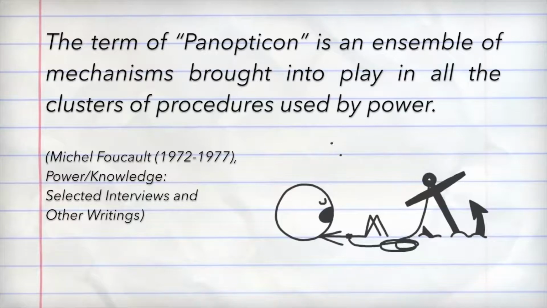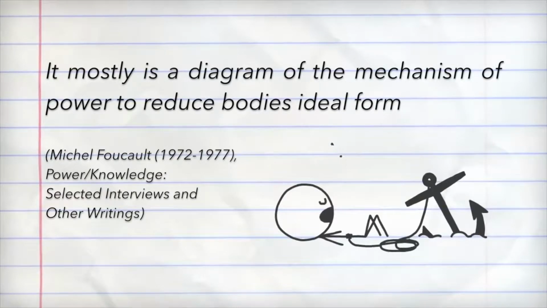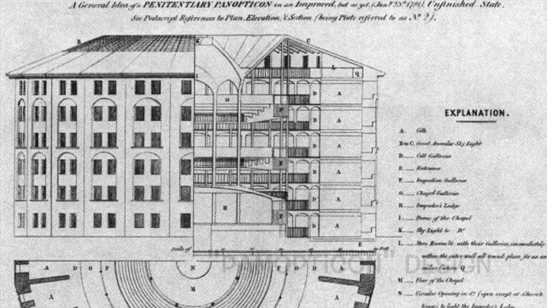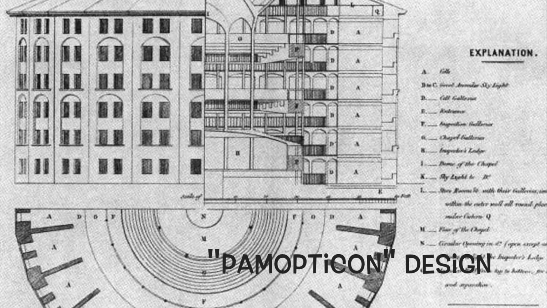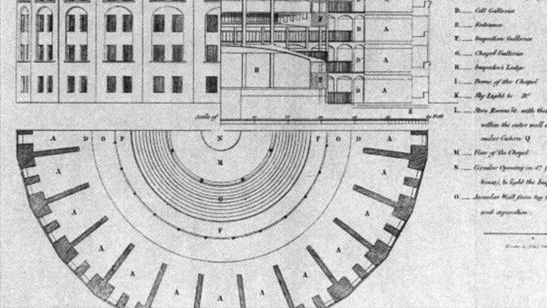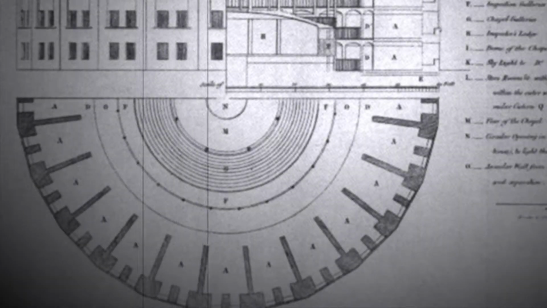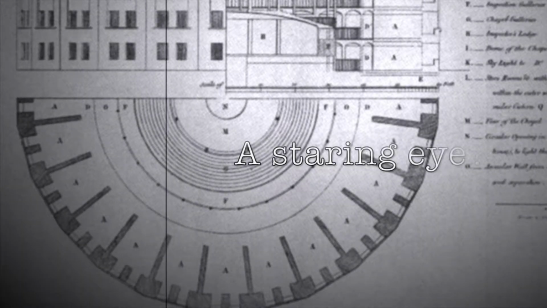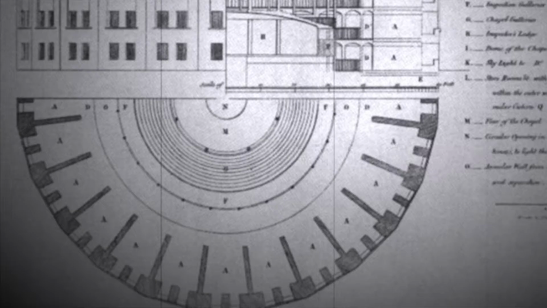The term Panopticon is an ensemble of mechanisms brought into play in all the cluster of procedures used by power. It mostly is a diagram of a mechanism of power to reduce the body's ideal form. This would be the draft for the Panopticon's present design. Does it look like an eye which is staring at you?